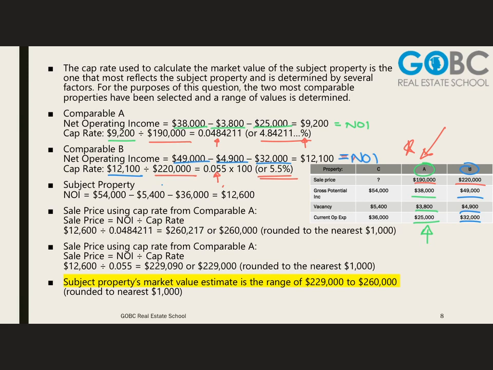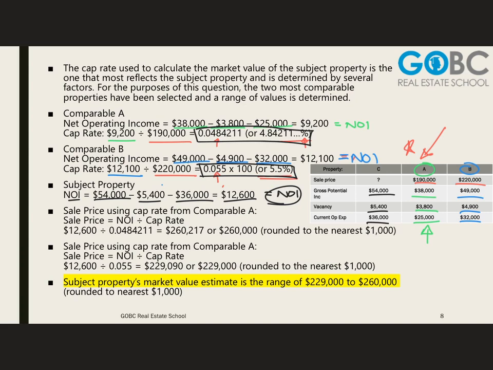Then you find the NOI for the subject property. We're given the subject property's numbers here, 54,000 minus 5,400 minus 36,000 to get our NOI of 12,600, and then we use the NOI from the subject property and each of the cap rates, each of these, in order to find the sale prices based on both comparables, and that is our range of values.